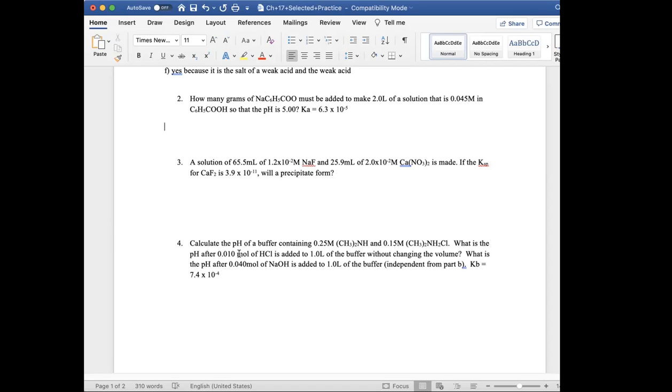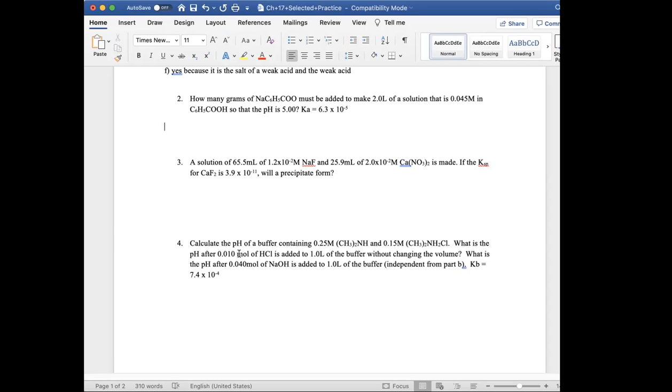Whenever you see grams, you should think instantly of moles. Why? Because in order to go from grams to moles and vice versa, you use the gram formula mass, aka the molar mass. And also, whenever you see volume and molarity, you should also think instantly of moles. Why? Because molarity times volume gives you moles.